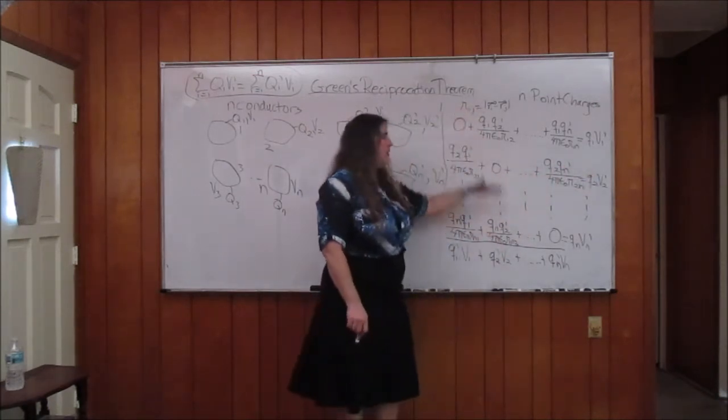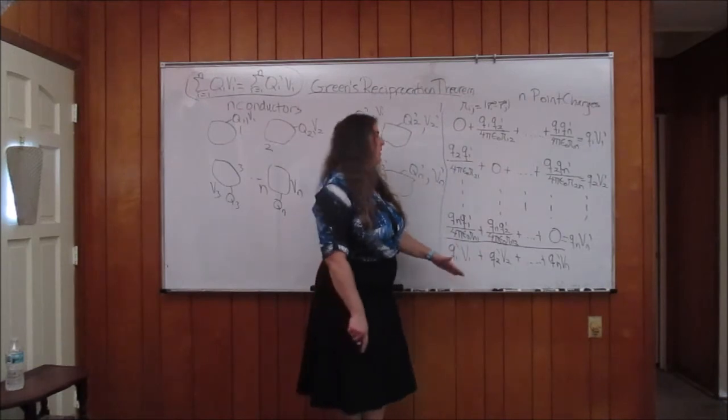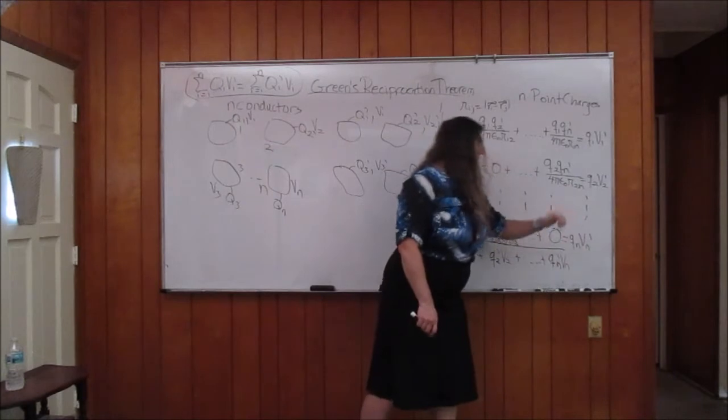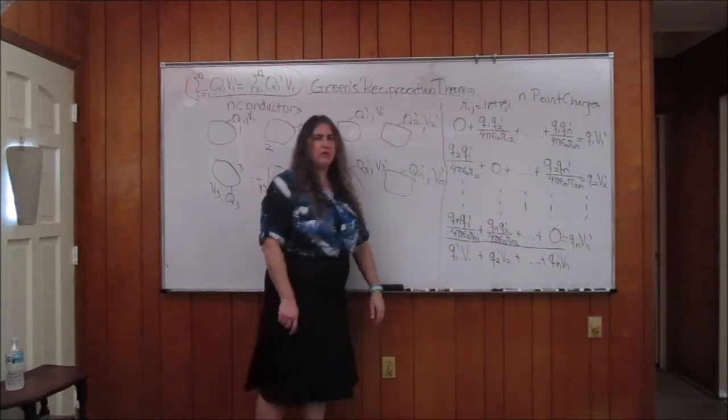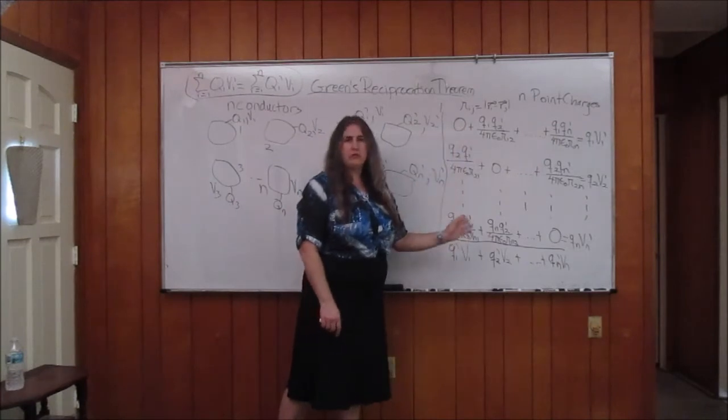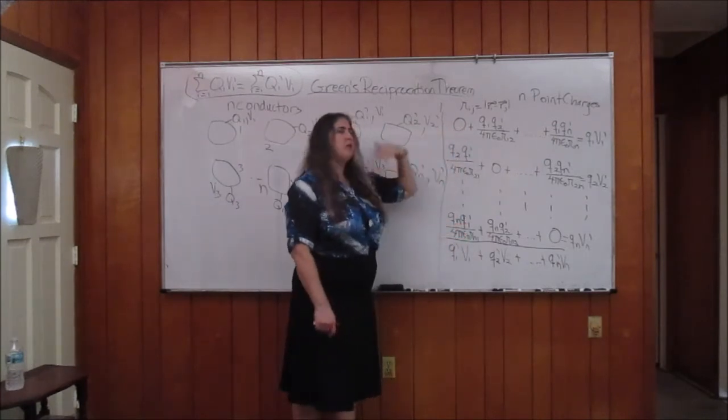I do the same thing for every charge, every point in the prime system, and last but not least, I'll wind up with Qn times Vn prime. Now, I can also add up the terms that are in the column. This first term, again, is going to be 0.